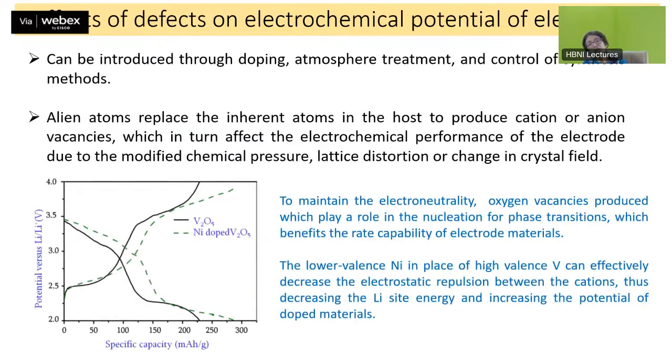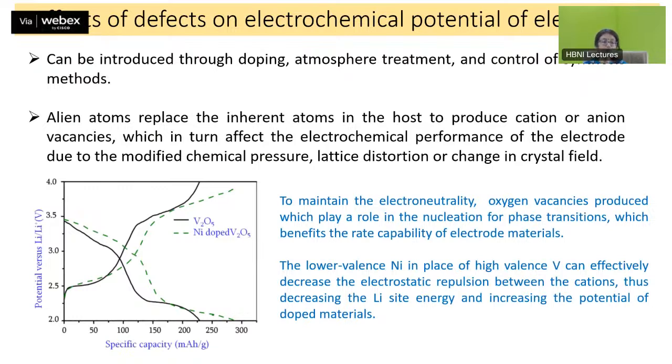Then there is another way in which you can improve the theoretical capacity of any material: by introducing defects. You can introduce defects through doping and control of the synthesis methods. So what does the doping do? Alien atoms or heteroatoms replace the inherent atoms in the host structure, and they produce cation or anion vacancies, and this affects the electrochemical performance of the electrode. Due to the modified chemical pressure, there is a lattice distortion or change in the crystal field, and all this affects the electrochemical performance.